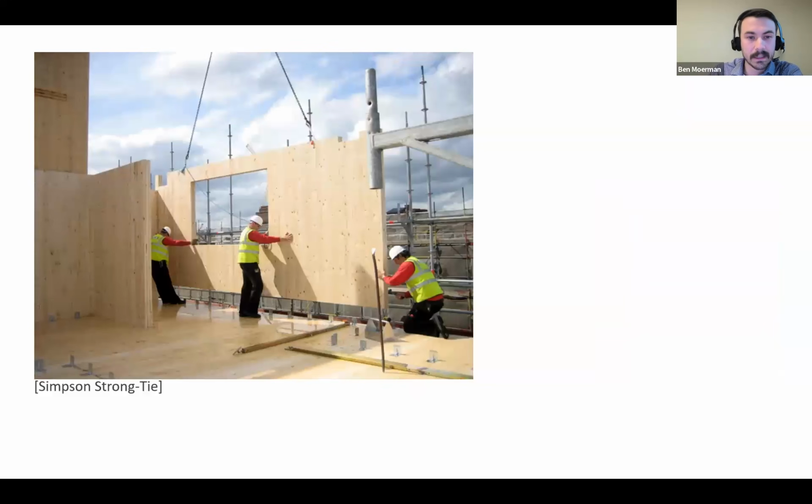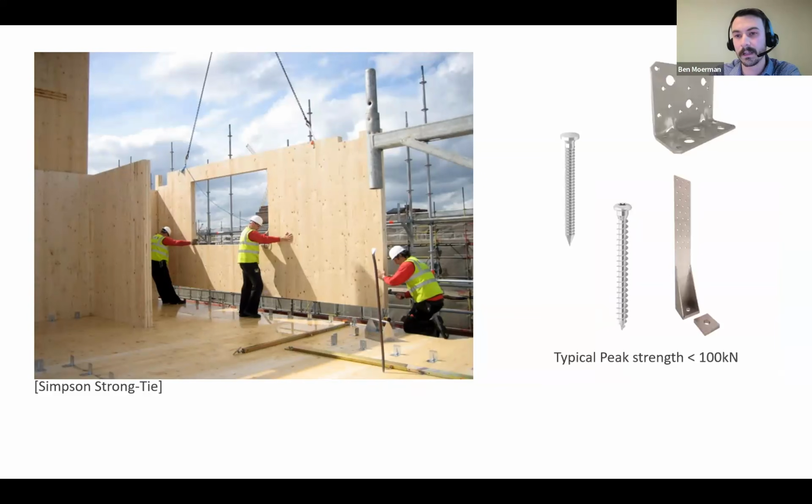So this is kind of state of the art. This is what I call conventional CLT shear walls. Often they're platform framed, so similar to light timber, where you build your first story of walls, then you build your first story floor plate, and you carry on up the building.